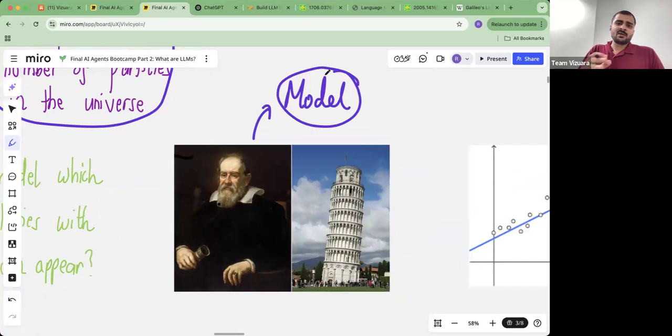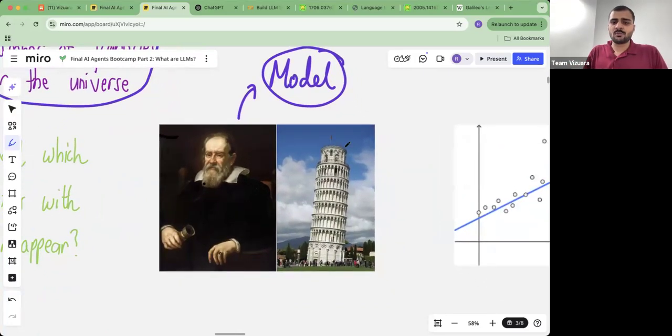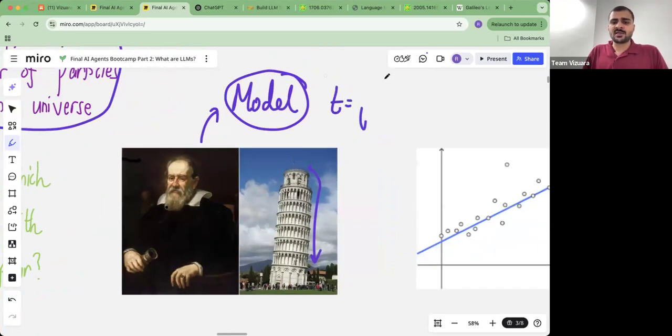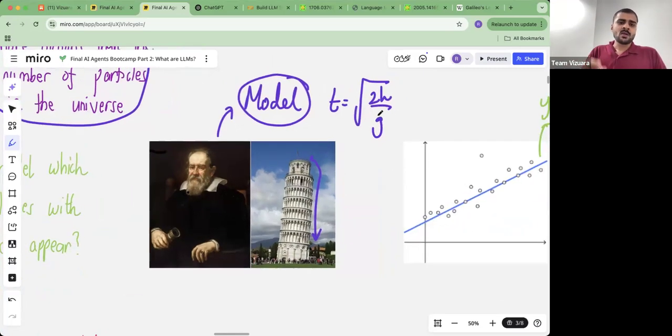We create a model for how much time it takes for a ball which is dropped here to reach the ground. So let's say that the time of descent is square root of 2 times height divided by gravity, something like that. That's a model, right?